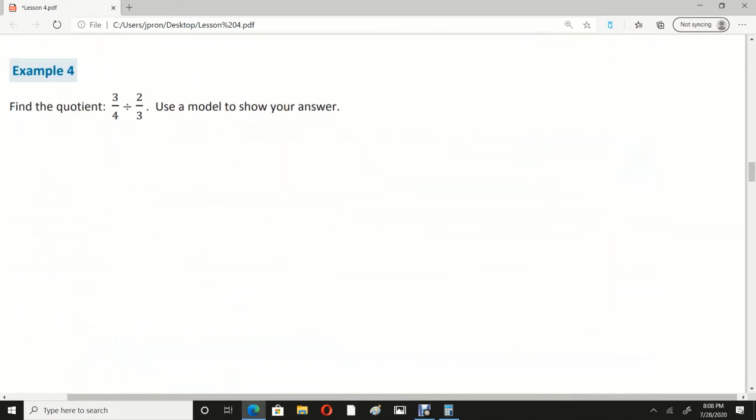Example 4 is very similar to example 3, only this time we have non-common denominators. So what do you think you're going to do? I'm going to give you a minute. Let's discuss this as a class. How can we come up with a solution?